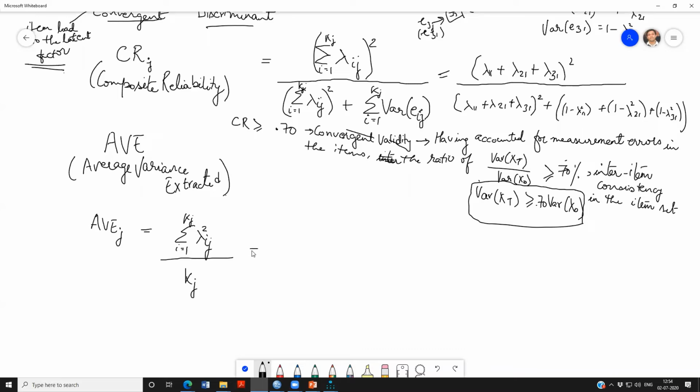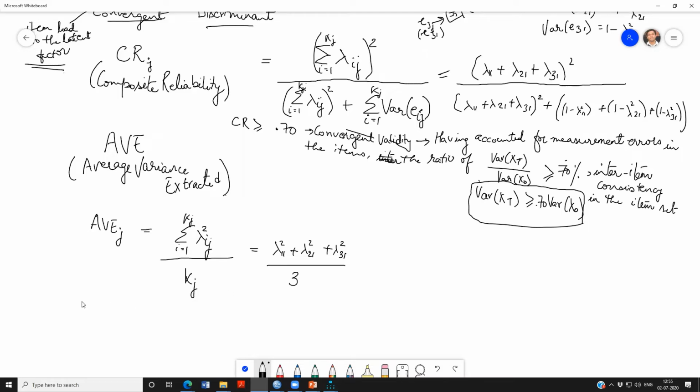So if I am doing it for my EMP, what will it be? I am going to do (lambda 11 square + lambda 21 square + lambda 31 square) whole divided by 3 kj, because kj is 3. Remember, in CR we were saying we will sum up the loadings and then square it. Here we are saying we will square the loadings first and then take the sum and divide it by 3. So we will take the average of the squares of the loadings.